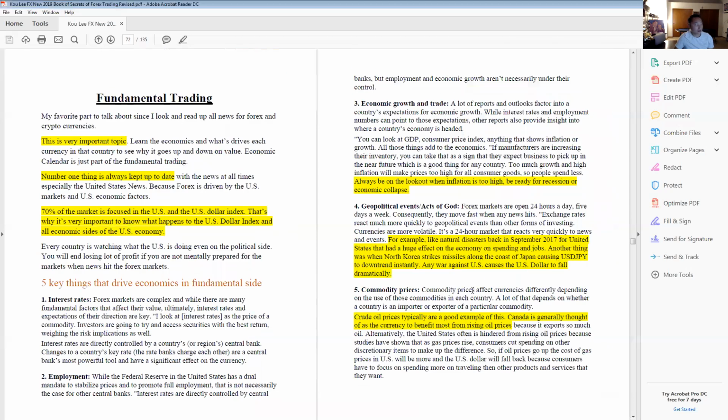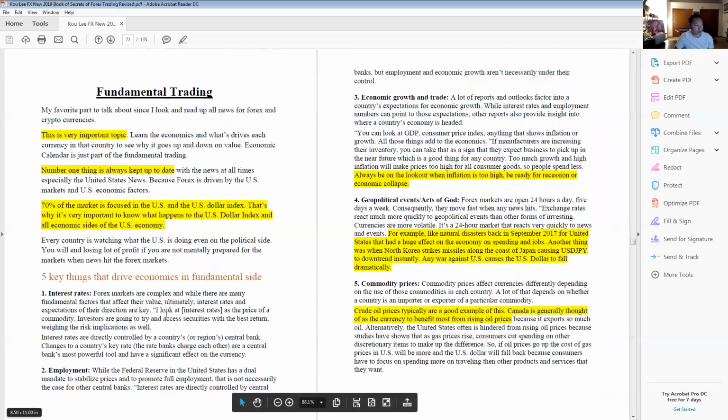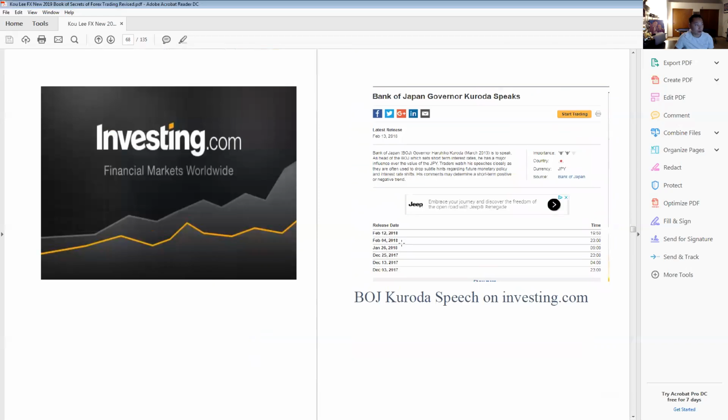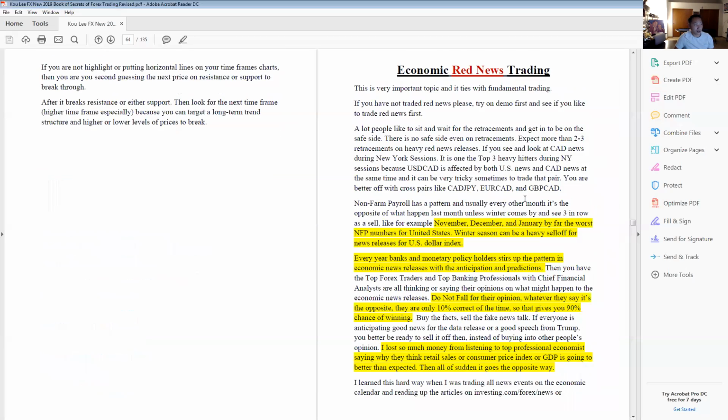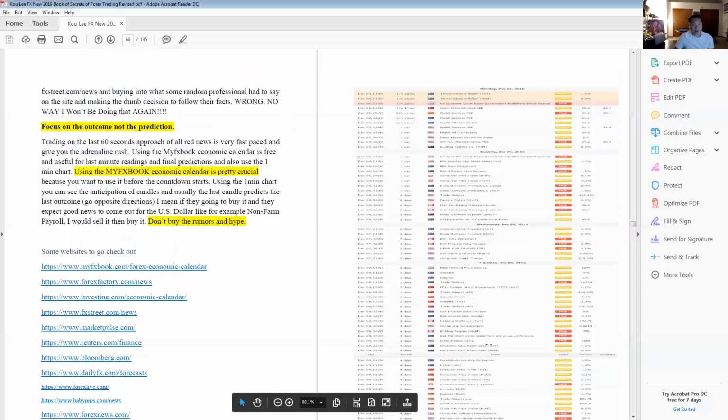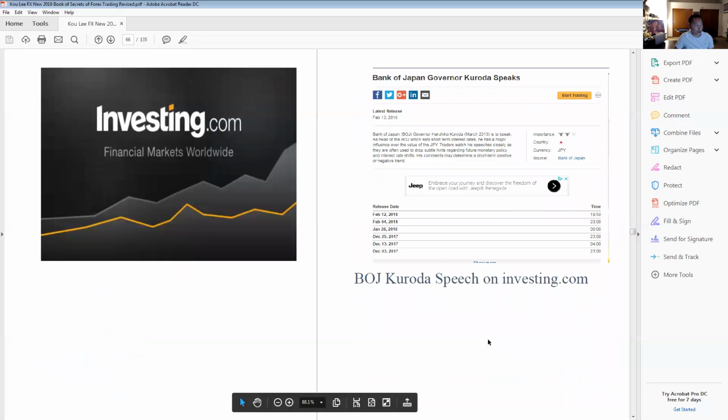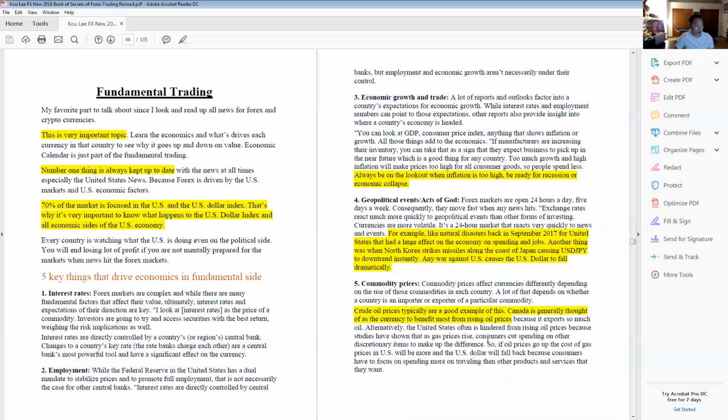Fundamental trading. The 5 key things: interest rates, employment, economic growth and trade, geopolitical events, acts of God, and commodity prices. This is a very important topic that ties into economic red news. If you just read this chapter and you go back to my economic red news trading chapter, these 2 chapters tie in so well.